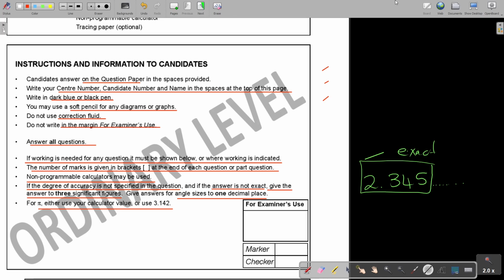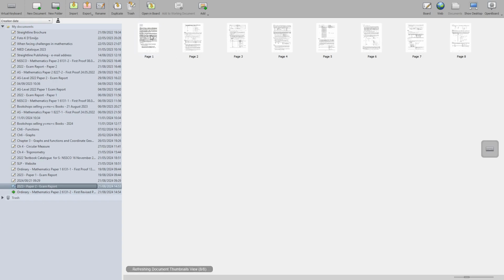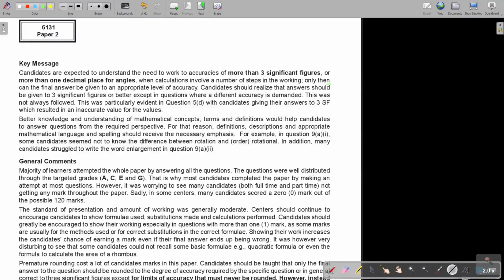Now, I'm going to do exactly the same as I did in paper 1. I'm first going to take you to the examination report before I start. Okay, so let's go through the general marks of the report before we start with the question paper. Paper 2, key message. Candidates are expected to understand the need to work to accuracy of more than 3 significant figures or more than 1 decimal place for angles when calculations involve a number of steps in the working. Only then can the final answer be given to an appropriate level of accuracy.